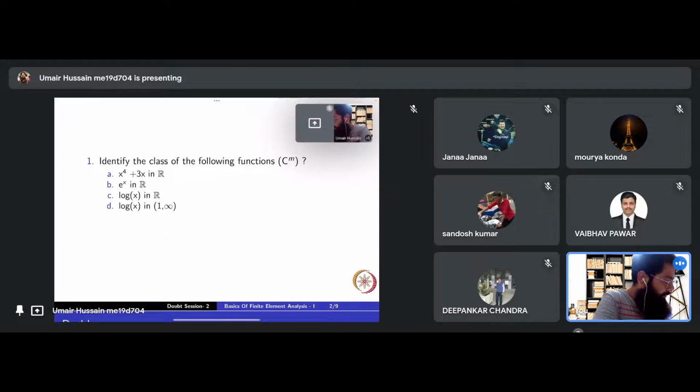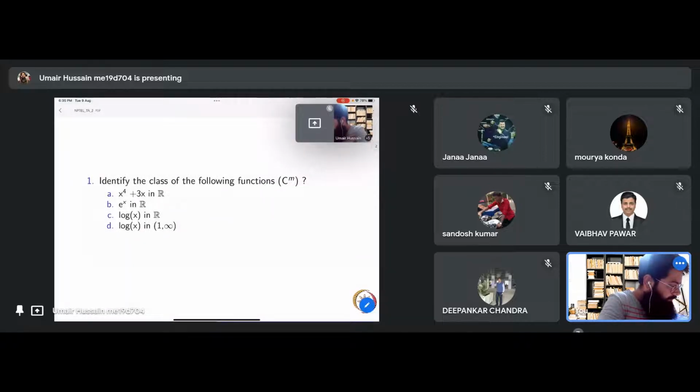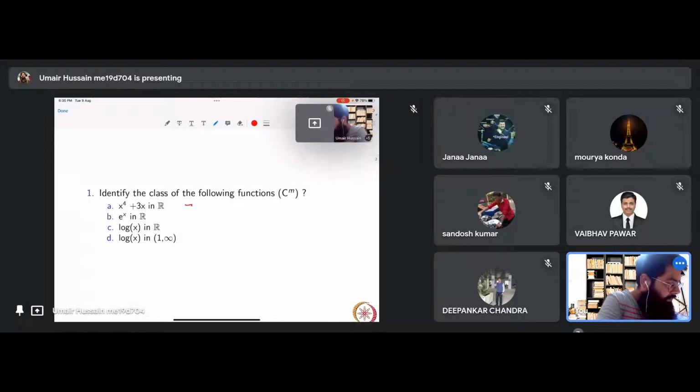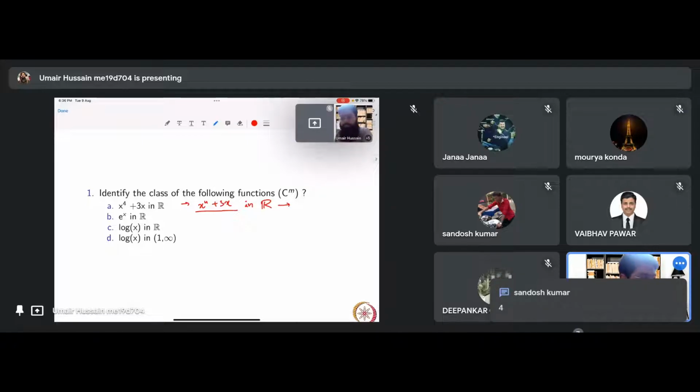So first we have this function, x to the power 4 plus 3x. And just as I told you in the class moments ago, you need to define the domain also. So the domain here is real numbers. We want to consider this function for the entire range of real numbers. So tell me what would be the class of this function. I want answers from you guys. So class is 4. Yeah, right. So the class of this function would be four.